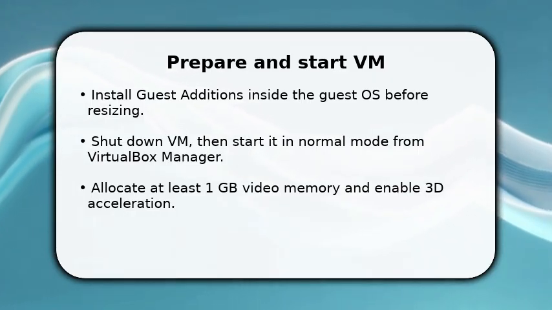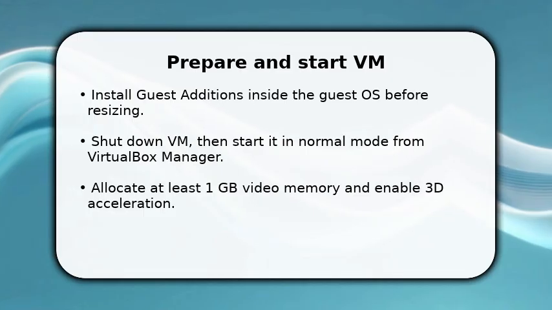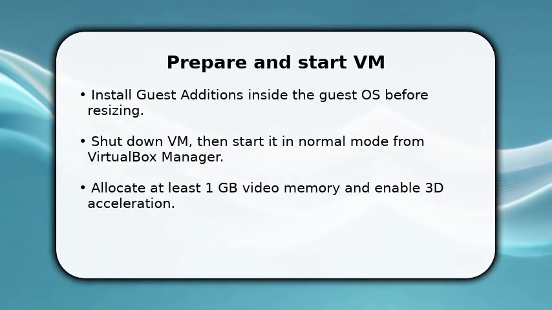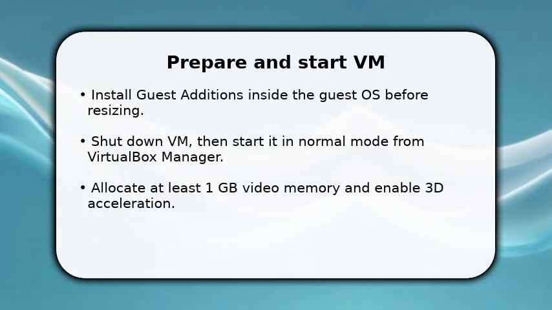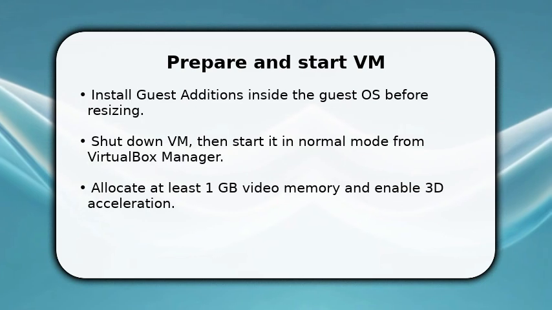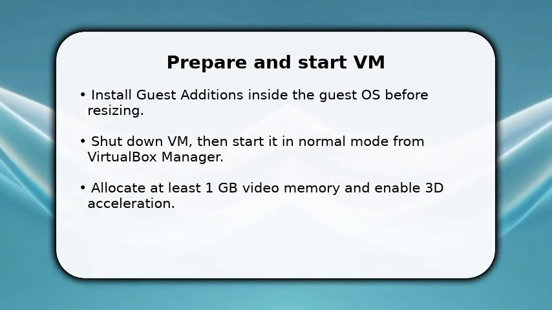While the VM boots, check the VM settings. Assign at least 1 GB video memory, enable 3D acceleration, and confirm the display controller is VBoxVGA or VMSVGA depending on the guest. These steps ensure the guest can scale to full screen without graphical errors.